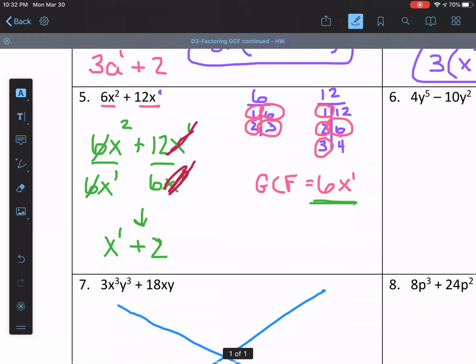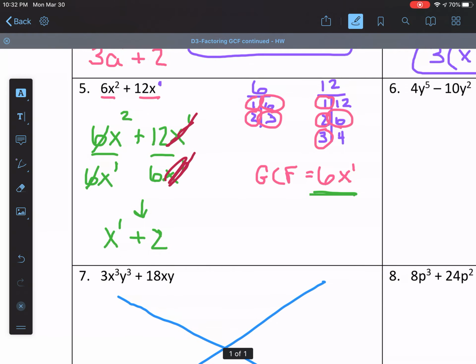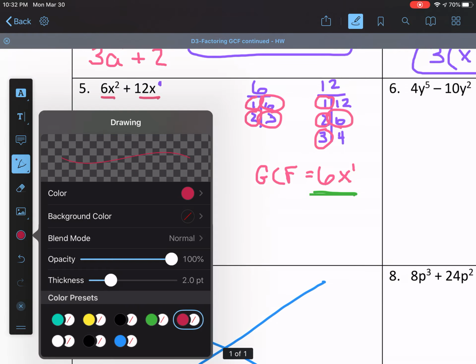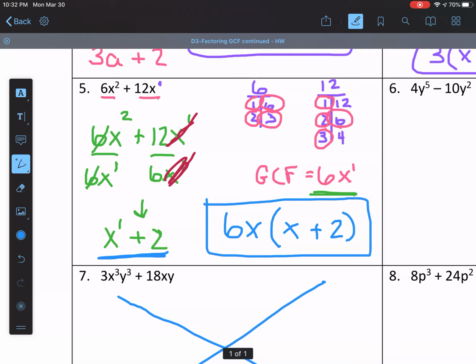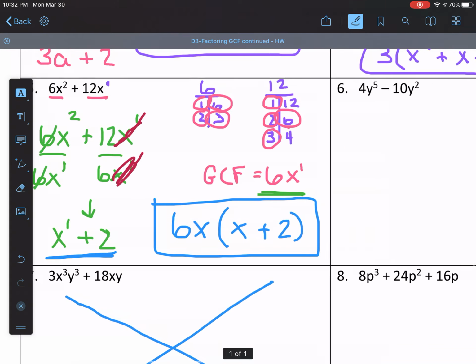Okay? So now to write our final answer, we write down our GCF, so 6x. You can put to the first power, you don't have to. And then parentheses, what we got over here, x plus 2. All right? Okay. All right, 2 more.